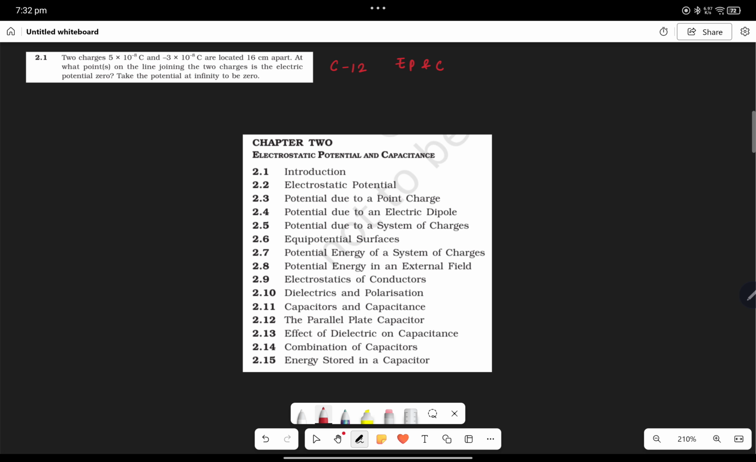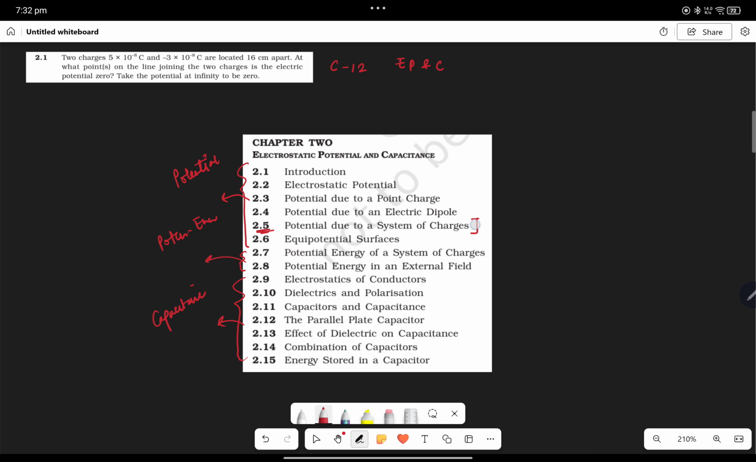Looking at this index, from 2.1 to 2.6 you are going to learn about potential. Then in the next two sections, you are going to learn about potential energy, and from 2.9 to the end you are going to learn about capacitance. So these three things you are going to learn in this chapter. And particularly this question has arisen from the topic potential due to a system of charges, 2.5, you can see here.